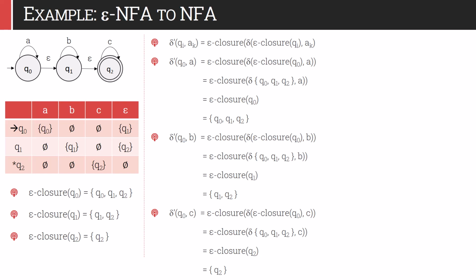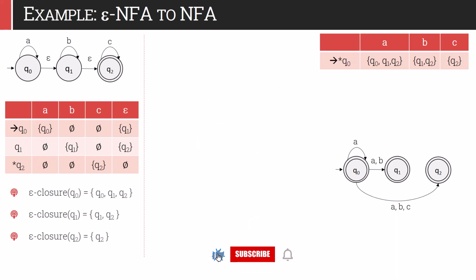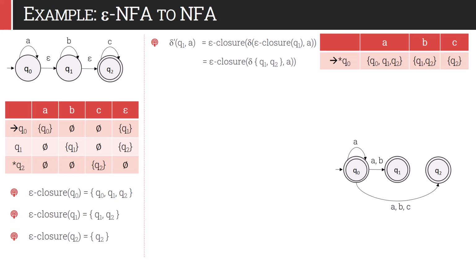The same process we have to repeat for state Q1 as well. So this is our partial transition table now. You see that we now got a different transition table compared to the original one, and this is our partial NFA. Let us now compute it for state Q1. So delta dash Q1A would be epsilon closure of delta of epsilon closure of Q1 on A. The closure of Q1 is already computed, that is Q1, Q2 on A. And if we look at the transition table, delta Q1A is phi and delta Q2A is also phi.